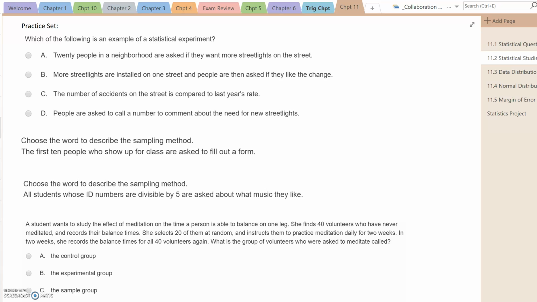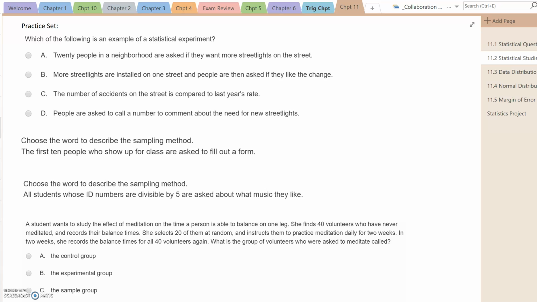So part D, they're asking people to call in. That's not really an experiment at all. That's actually a voluntary sample. Part C, the number of accidents on the street are compared to last year's. We're not experimenting with anything, right? We're just comparing two quantities.